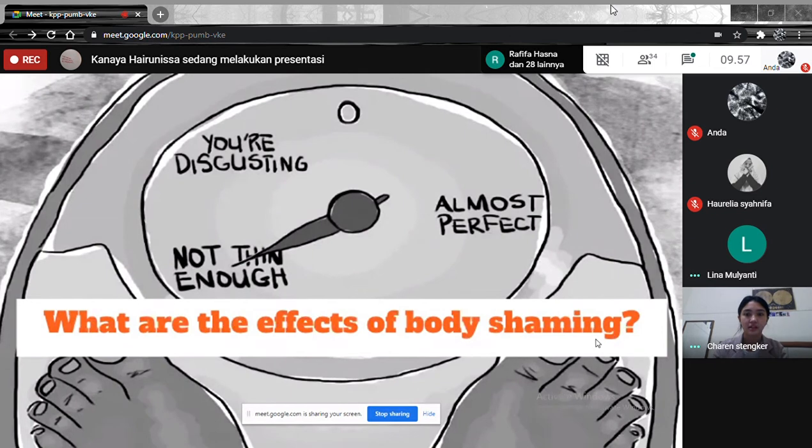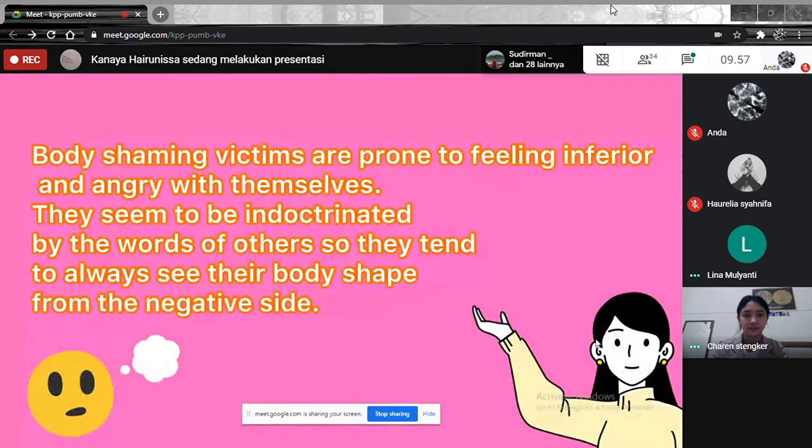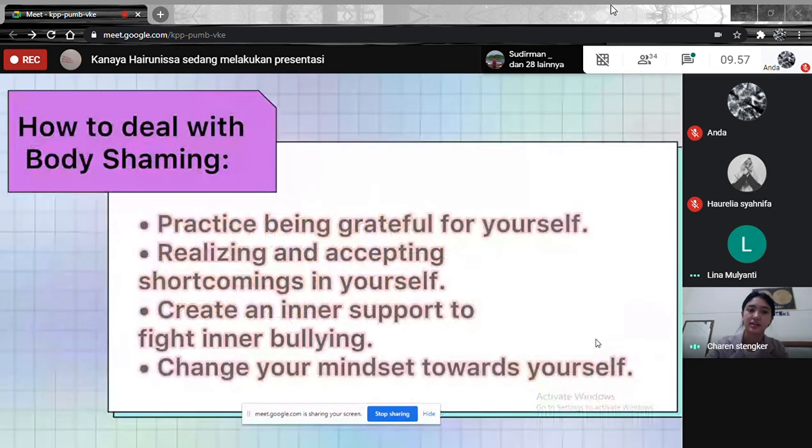Okay, next. This is the description of how to deal with body shaming. First, you must practice being grateful for yourself. Second, release and accept shortcomings in yourself, and create an inner support to fight inner bullying and change your mindset towards yourself.